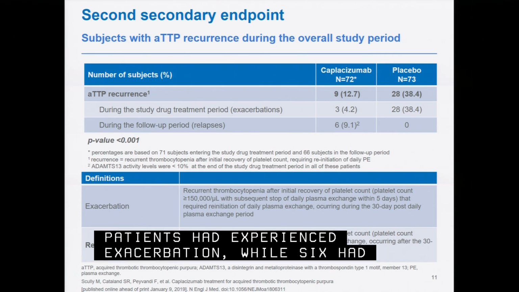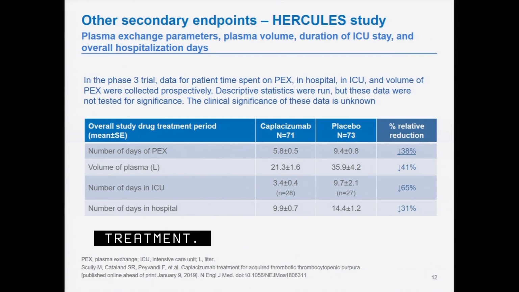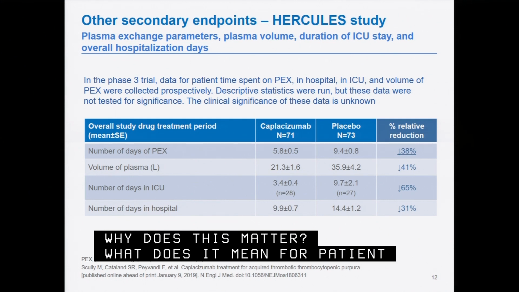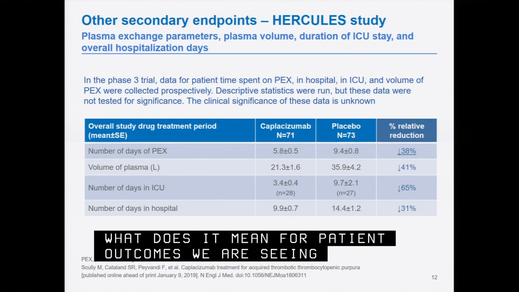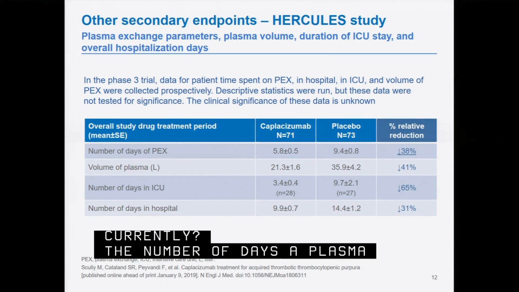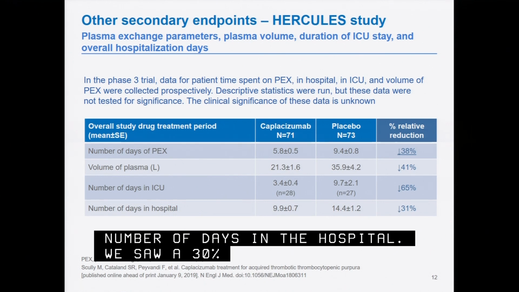So why does this matter? What does this mean for the patients and the outcomes that we're seeing? As one of our other secondary endpoints, we looked at the number of days of plasma exchange, the volume of plasma, number of days in the ICU, and number of days in the hospital. In days of plasma exchange, we saw a 38% decrease. In the volume of plasma, 41%. Days in the ICU, 65%, and number of days in the hospital, 31% reductions.